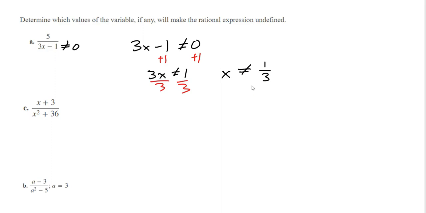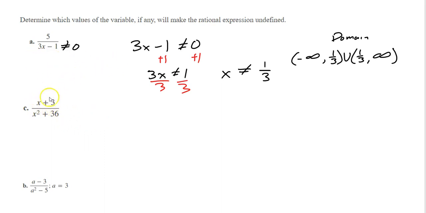I don't know exactly how Hawks is going to want it yet. If you wanted to show this, that means x can equal anything else. So I could literally go from negative infinity up to 1/3, but not include it, and then go from 1/3 to positive infinity. That would be the domain of everything that this thing could equal. Simple as that. Let's go on to the next one.